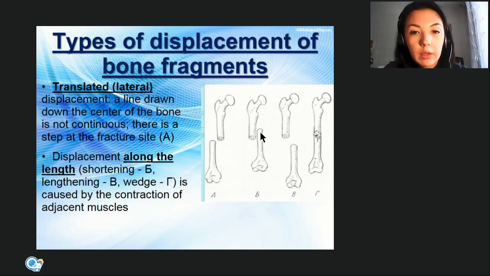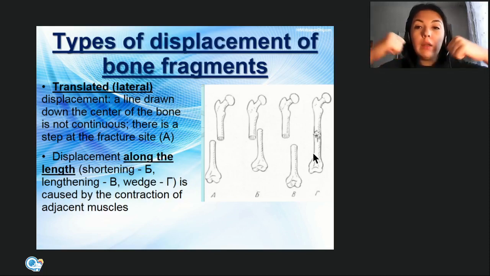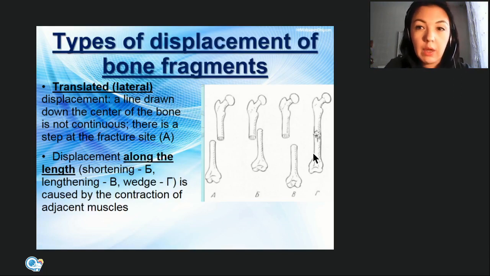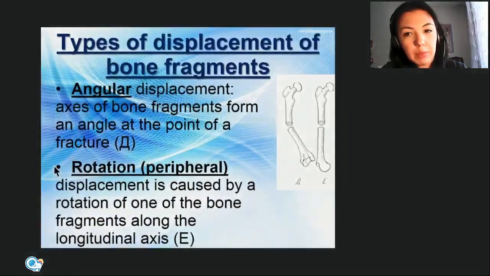It can be shortening, like in this case, or it can be lengthening, like in this case, or it can be wedge, when one end of the bone is inserted into the other end of the bone, like there is a very strong compression. And these types of displacement are caused by the contraction of adjacent muscles. Depending on which muscles are stronger, it can be shortening or lengthening. Yes, so that is the mechanism of such displacement.